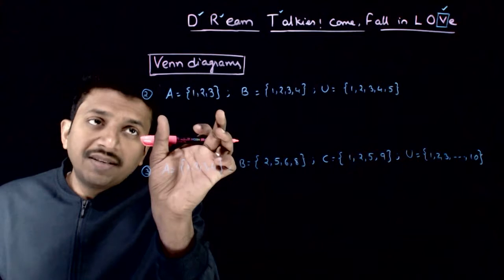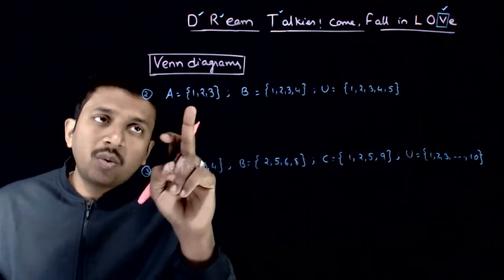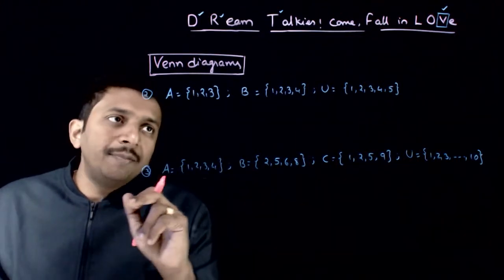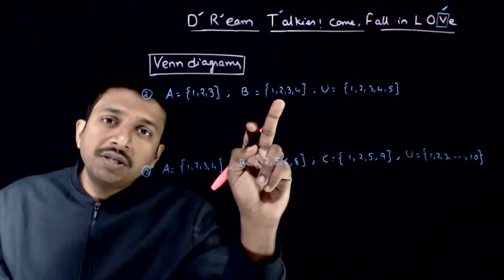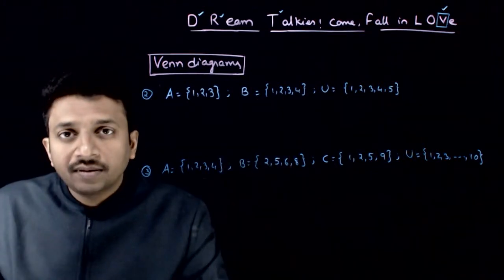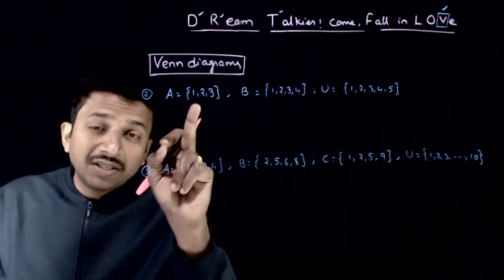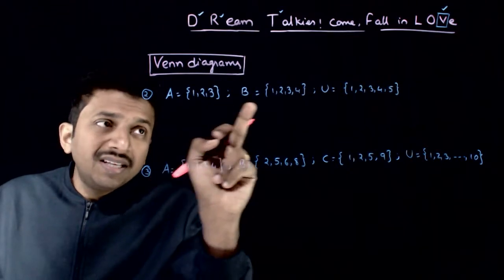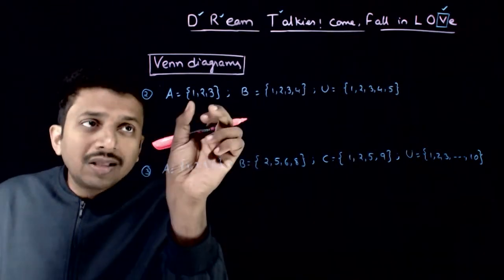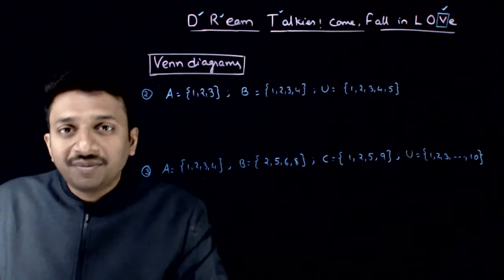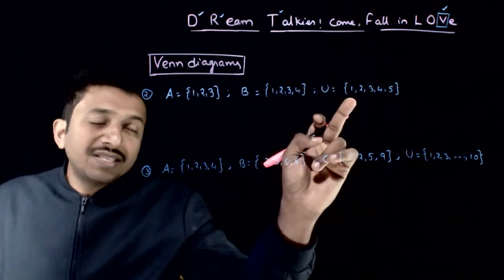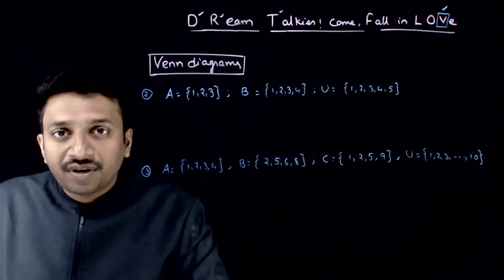So next, let us look at this example. A is the set 1, 2 and 3 and B is the set containing 1, 2, 3 and 4. So this is a special case. As you can see here, A is a subset of B, because all the elements in A are also present in B. And the universal set is 1, 2, 3, 4 and 5.